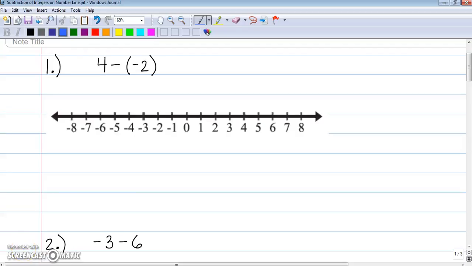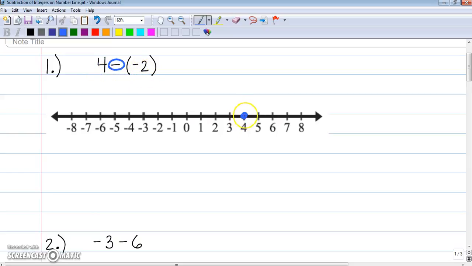This tutorial video is going to work through 4 examples involving subtraction of integers on a number line. First example we're going to work through is 4 minus negative 2. It's best to circle your subtraction sign so that it does not get confused with the two integers that you're finding the difference of. So I want to find the difference between 4 and negative 2.